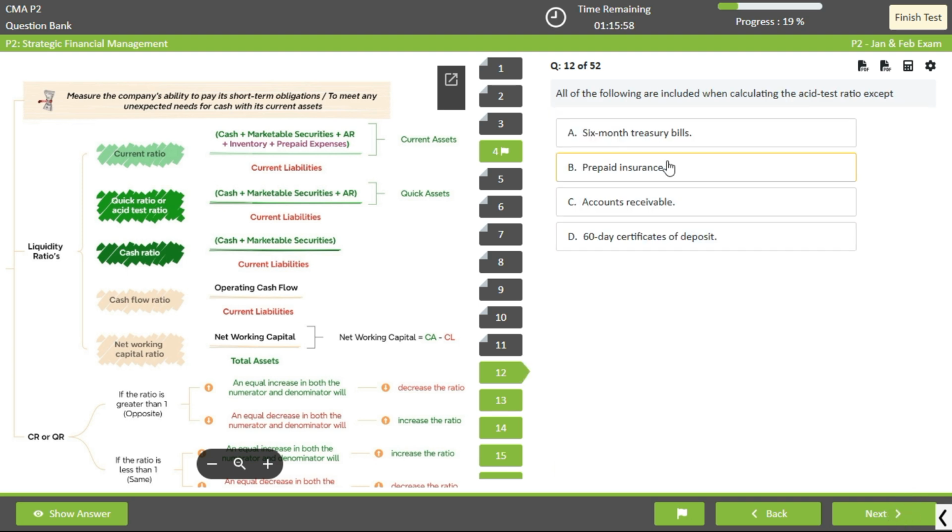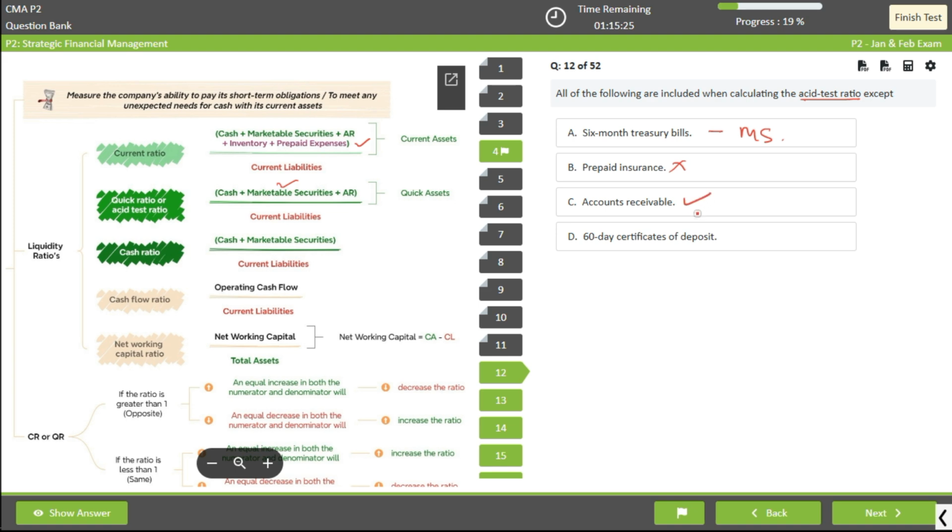Next, all of the following are included when calculating the acid test ratio except. So what is acid test ratio or quick ratio? See, 6-month treasury bill is marketable securities, and marketable securities are included in calculating the quick ratio. Prepaid insurance is not included in calculating the acid test ratio, because prepaid insurance is included in your current assets. So we don't include the prepaid expenses.